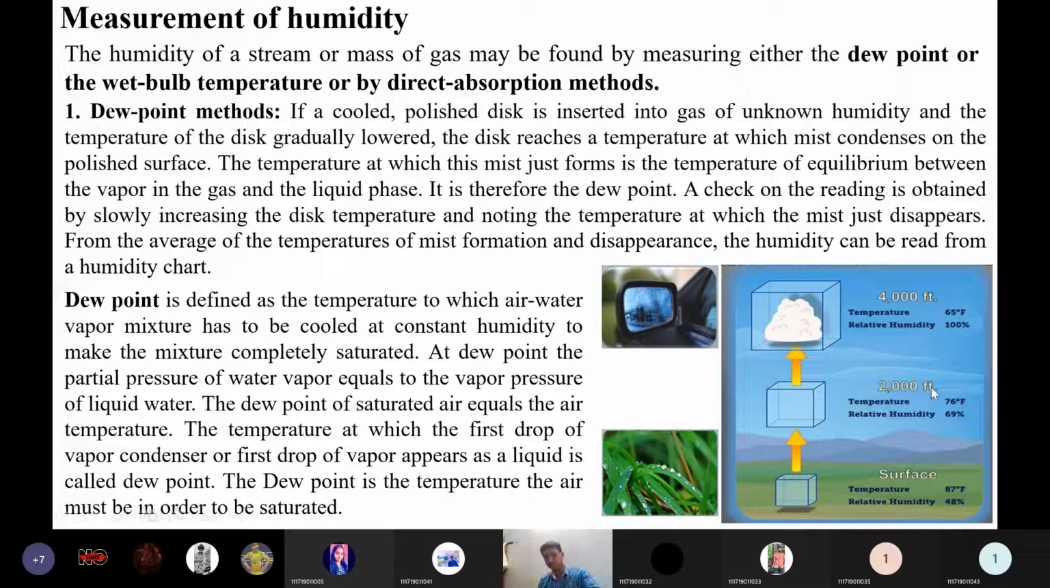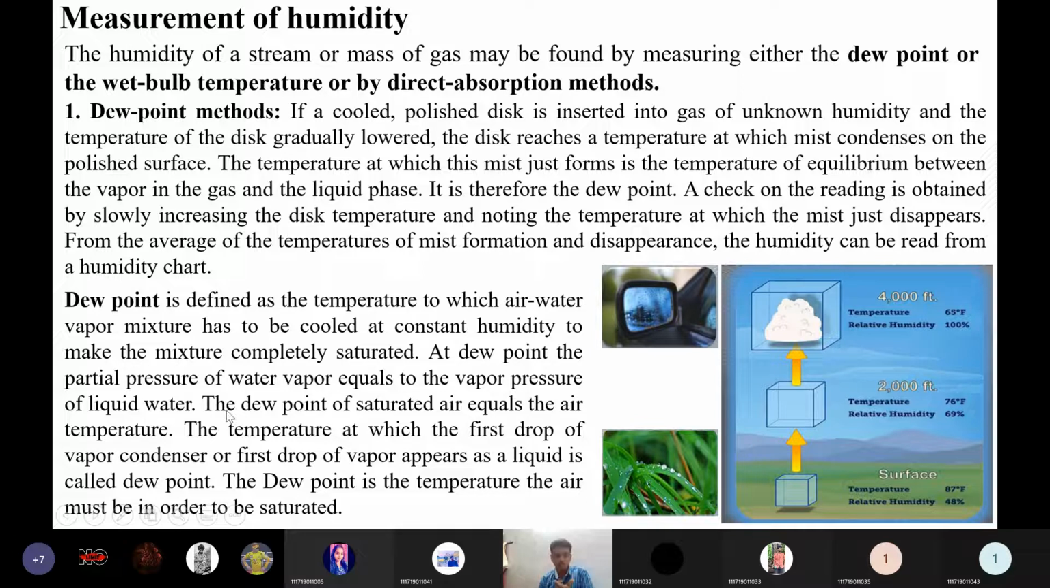And further, if you go far away to nearly 4,000 feet, your temperature will be further decreased from 76 degree Fahrenheit to 65 degree Fahrenheit. As you decrease the temperature, your relative humidity value is increasing. So nearly 100% saturation is happening there. From this, we can know that if you decrease the temperature, the humidity content inside your air will be increased. Therefore, at nearly 4,000 feet from the surface of the earth, you can find 100% saturated air with a large amount of moisture present in the air.